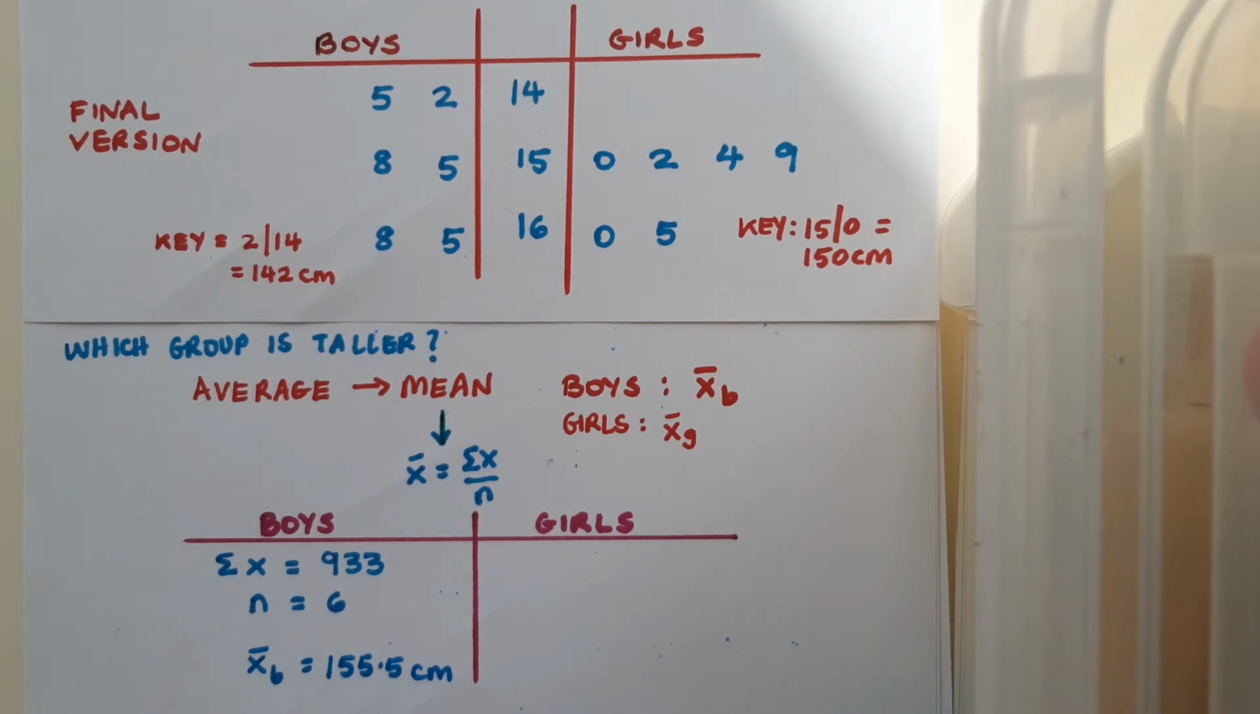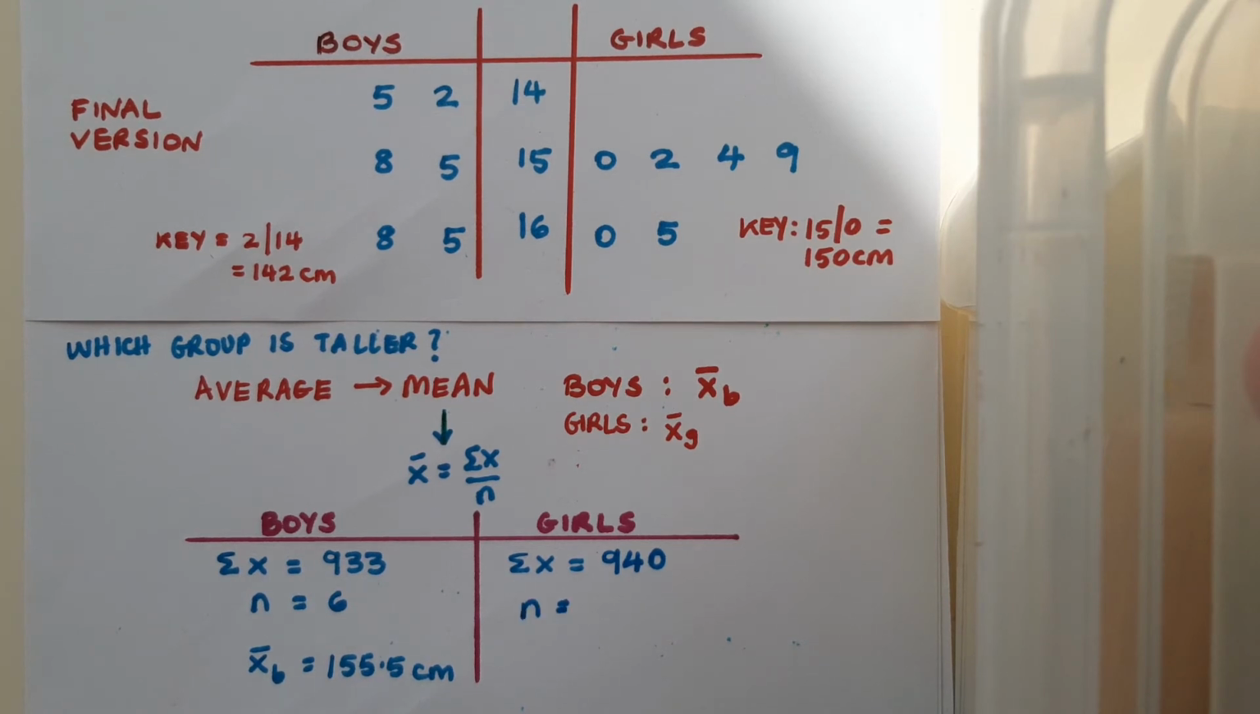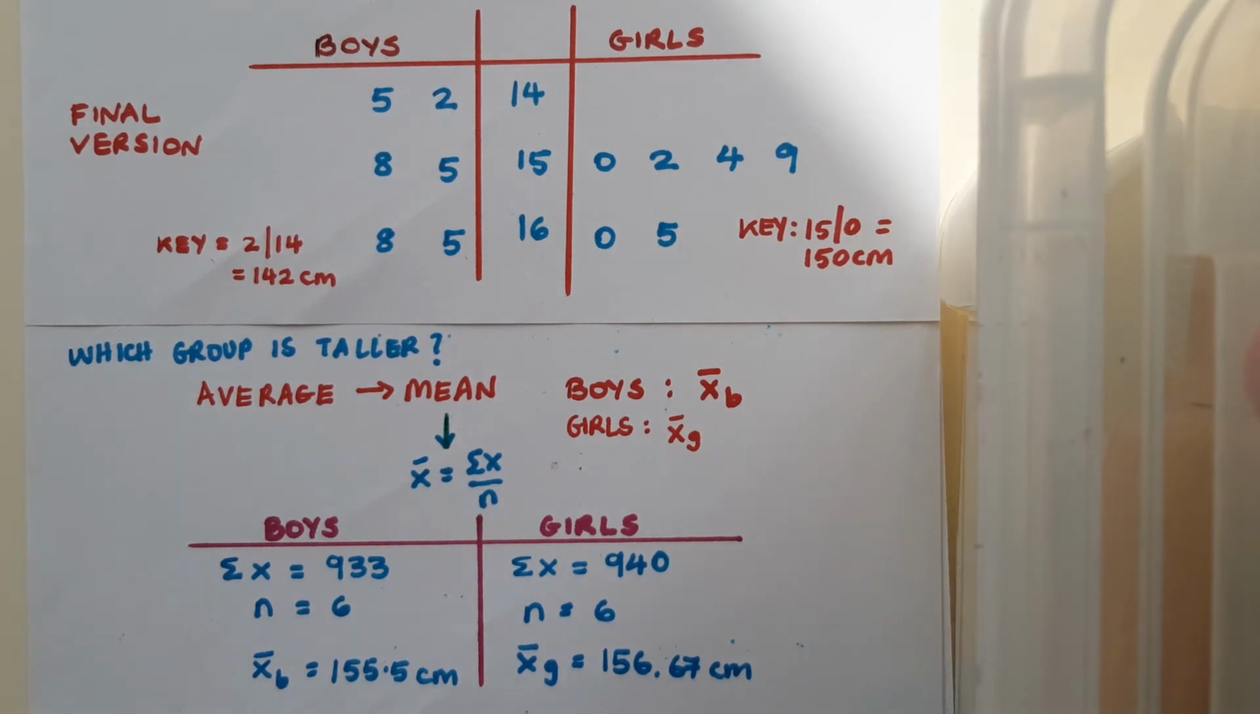Now we'll move on to the girls. Again, like before, pause the video here and do this calculation yourself, and then play and check if you're correct. So summation x for the girls is 940, and there are 6 in that group also. So again, like we discussed, we can call the mean for the girls x bar with a little g to indicate it's their value, and the mean for the girls is 156.67 centimetres, and I'm choosing to round that to 2 decimal places.